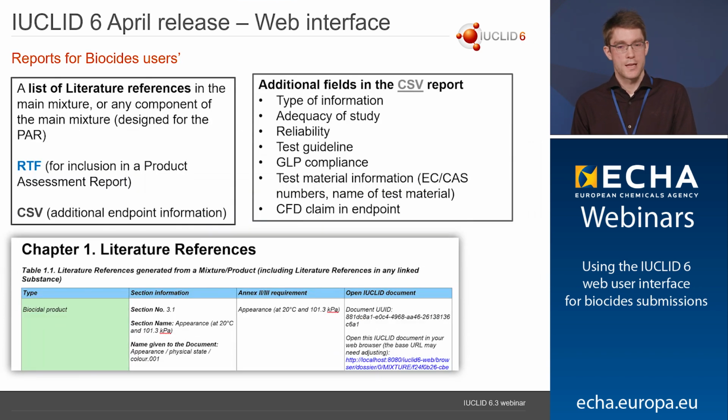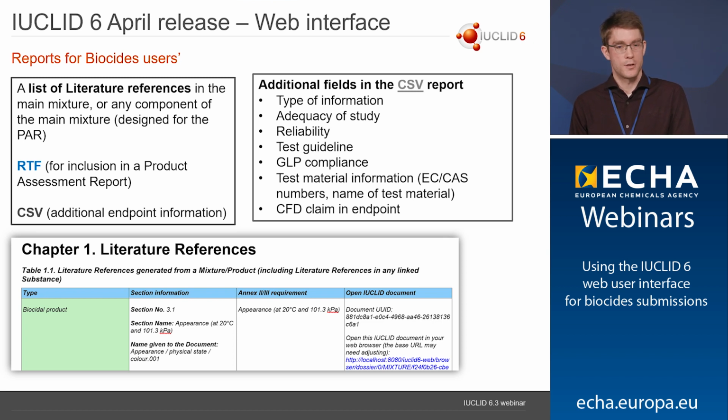Next, we have a report of literary references. This report is generated from the main mixture, but also includes any literary references made in any component of that main mixture. This was originally designed for use under the product authorization report so that someone could extract all the literary references and reuse this in their part, which is normally attached to a new product authorization.